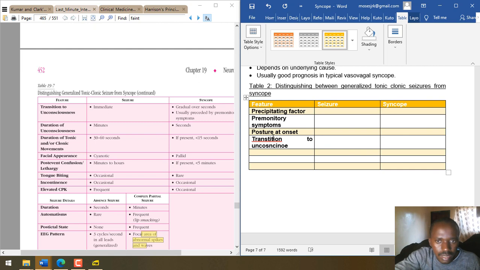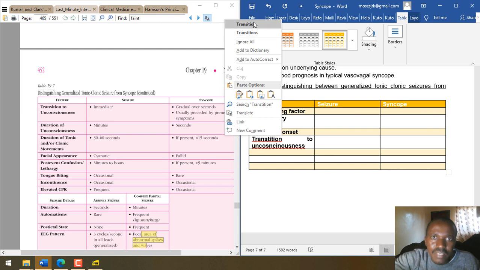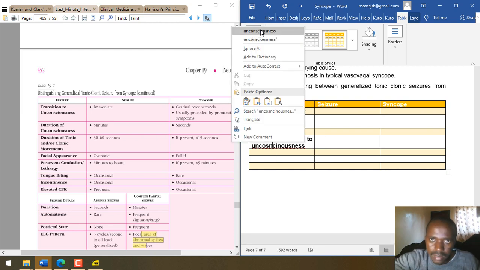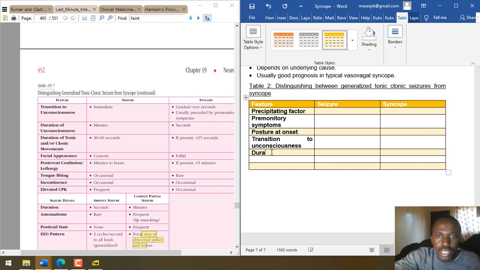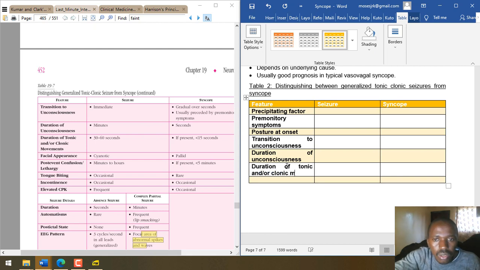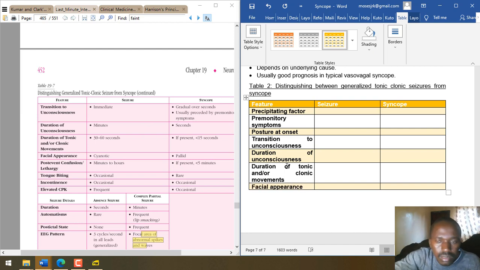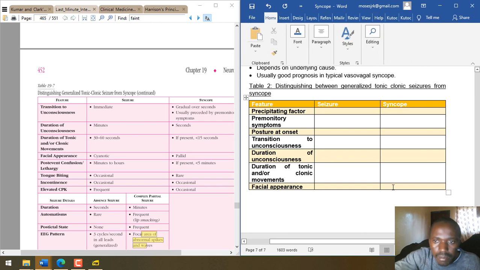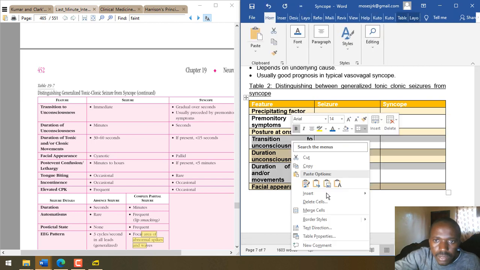Sorry, my mind is now getting tired. Transition to unconsciousness like that. Oh, duration of unconsciousness. Why am I spelling this wrong? Okay, duration of tonic and or clonic movements. Facial appearance. I think we need to add a little bit more columns here, at the bottom.